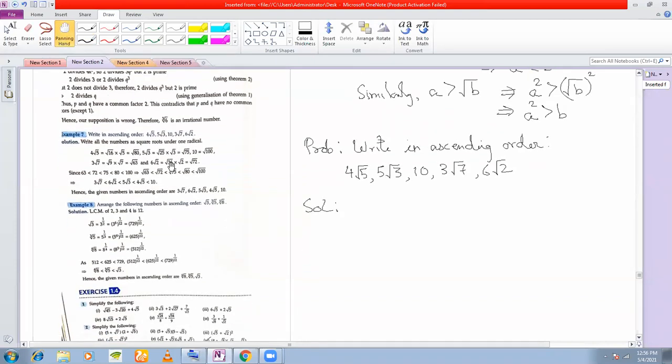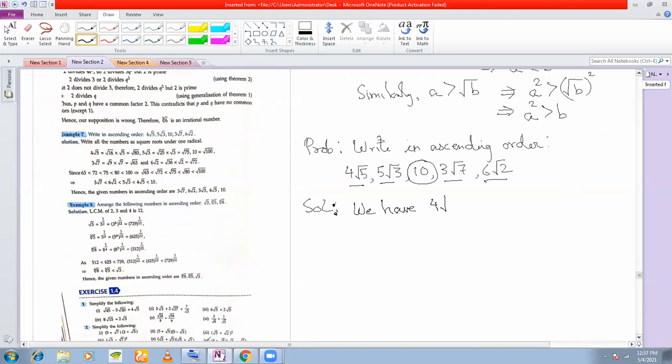they are either mixed surds or rational numbers. Like here, what are the mixed surds? 4 root 5 is a mixed surd, 5 root 3 is a mixed surd, this is a mixed surd, this is a mixed surd. And the only rational part is this. You cannot do anything with the rational part. But remember, whenever you have to write surds in ascending order and you have mixed surds, it is always helpful to convert the mixed surds to pure surds. So first we shall convert the mixed surds to pure surds.